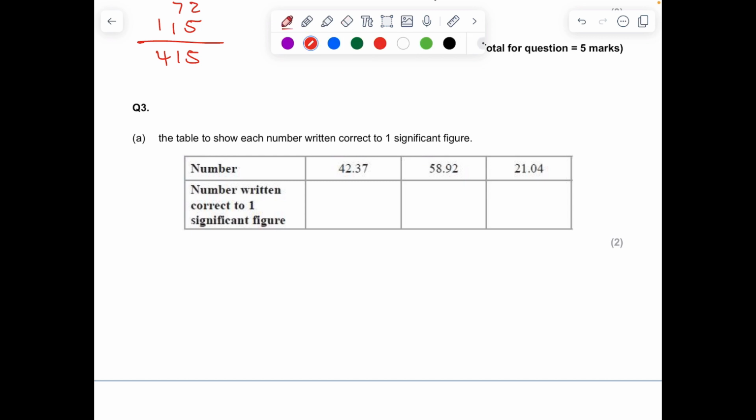So one significant figure, you look, you want the 40, and then you just put the 0 to hold the place value to keep it 40. Here, you want the 50, but because the next number along is 5 or more, we round up to 60. Here, we want the 20. The next number along is less than 5, so we keep it 20. And that's what you needed to do to get full marks on that question.